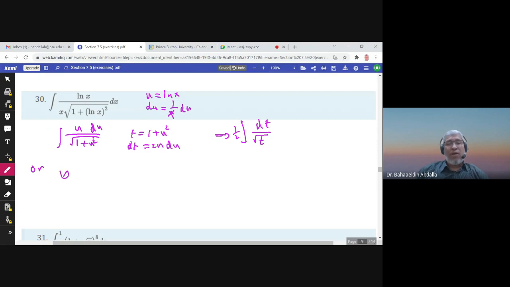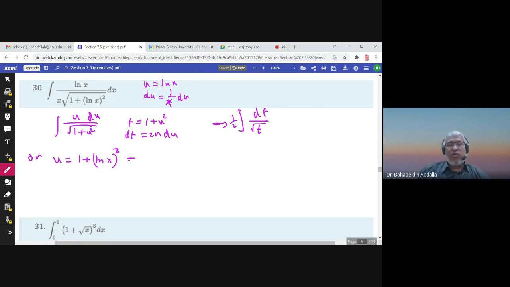Or you can here think of taking u equals 1 plus ln x all squared, the radicand. You just take it as u, because when you find du, it would be the derivative of ln x to the power 2, which is 2 times ln x to the power 1 times 1 over x dx. And this is exactly what you have here inside the integral. So ln x over x dx times 2, and put half here, you will call it du, and 1 plus ln x squared is just square root of u, and this is exactly the same integral here. And you continue and find the answer.